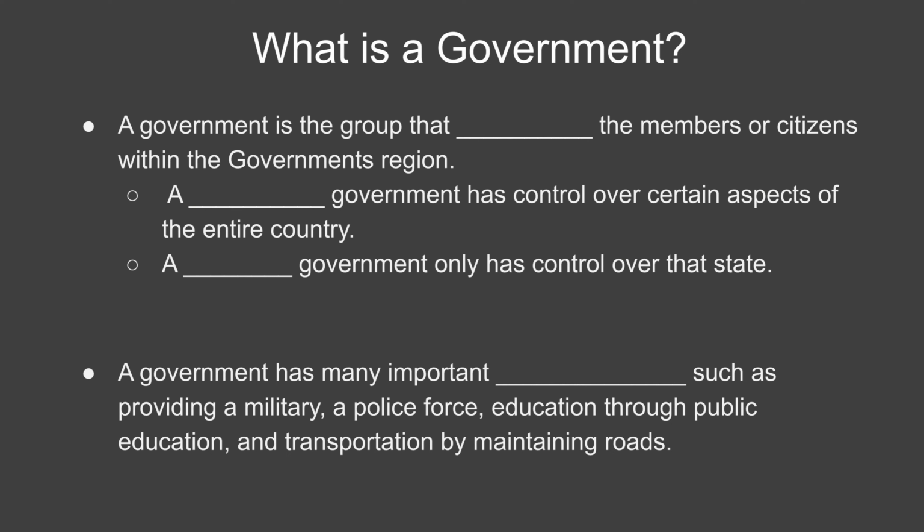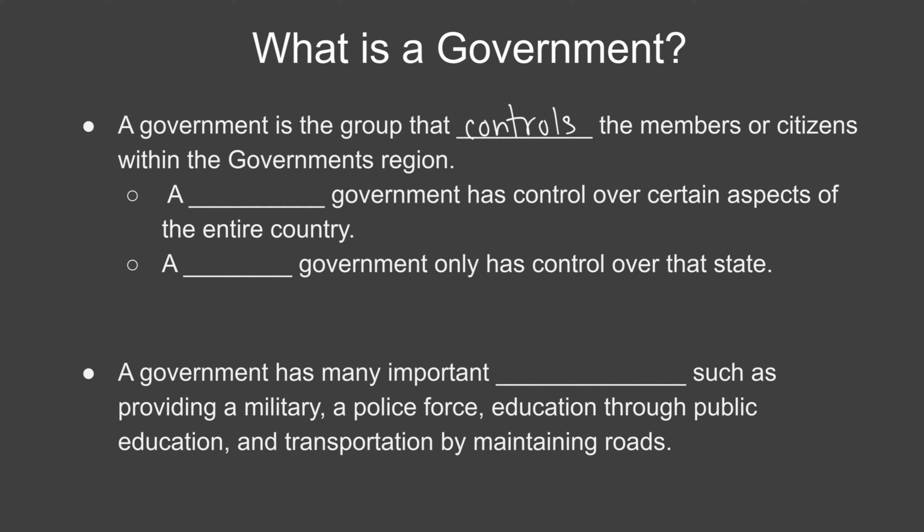Well, let's start by looking at some definitions of what a government actually is. In a very simple definition, a government is the group that controls the members or citizens within the government region. And control doesn't necessarily mean a bad thing. I'm not trying to say it's negative, but they do have control over their citizens. Often that's for the citizens' benefit.